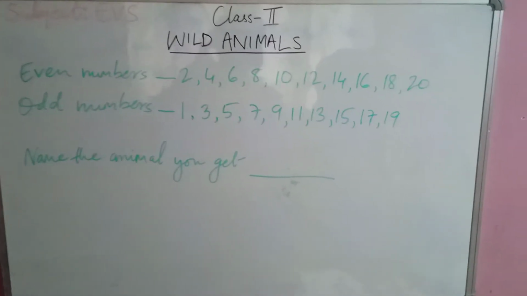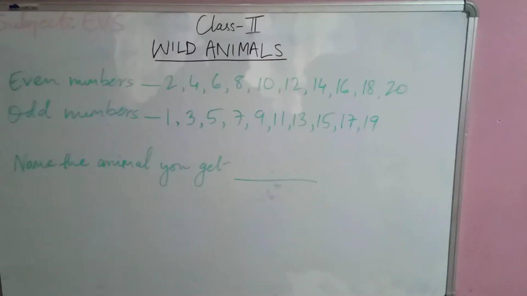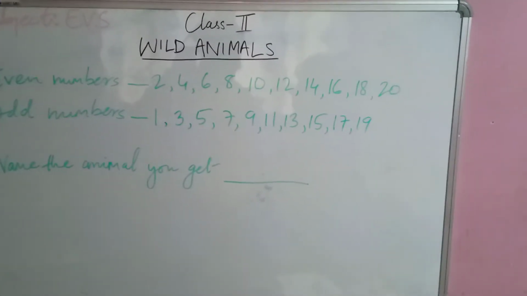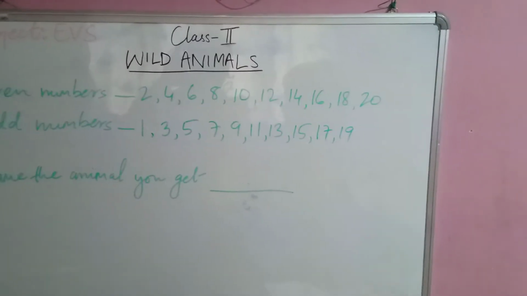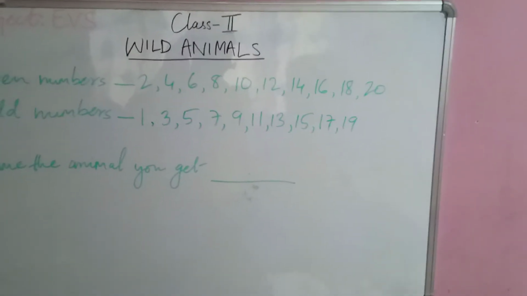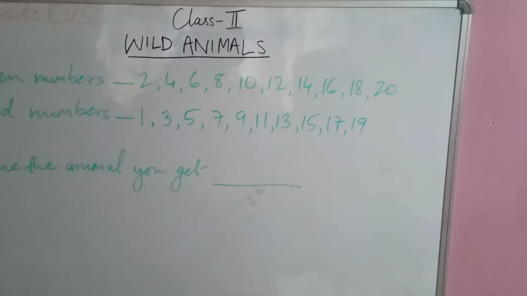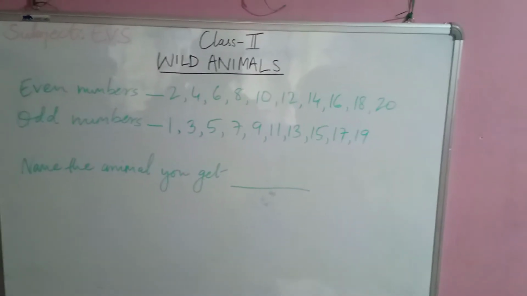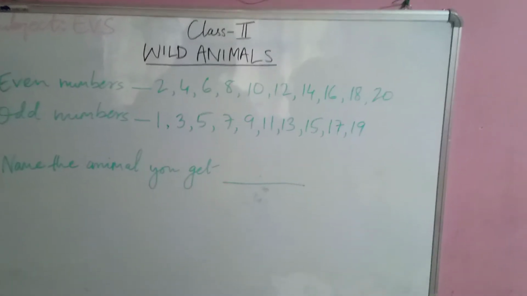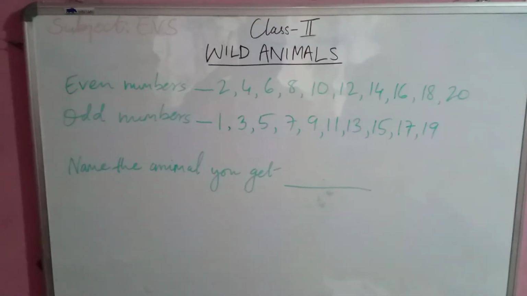So in this chapter, we're going to learn about groups of animals at the zoo, the different habits of the animals, eating habits, and where different animals are found and where they live. Okay, so we're going to learn about these things in this chapter.